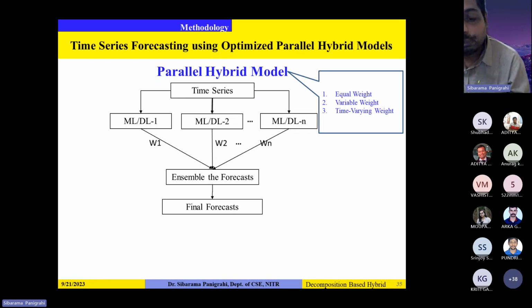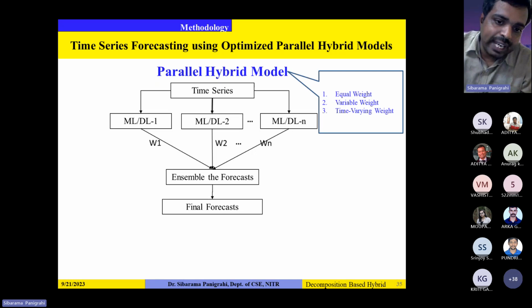Okay, and your objective is to minimize the sum squared loss. Okay, like this way you can develop a variable weight parallel hybrid model. So in contrast to this, in this variable weight, what do we do? We give the same variable weight to different time instances.